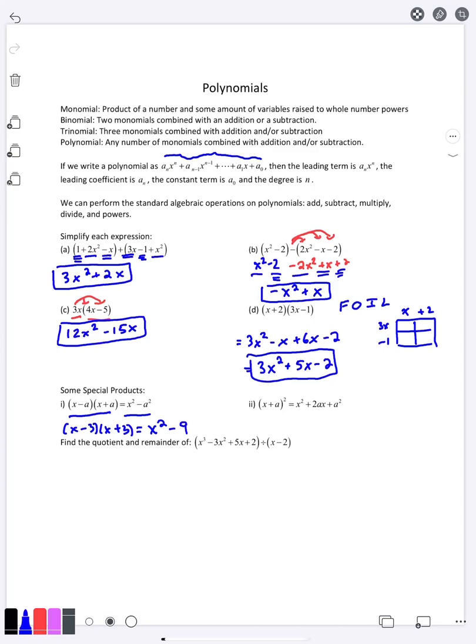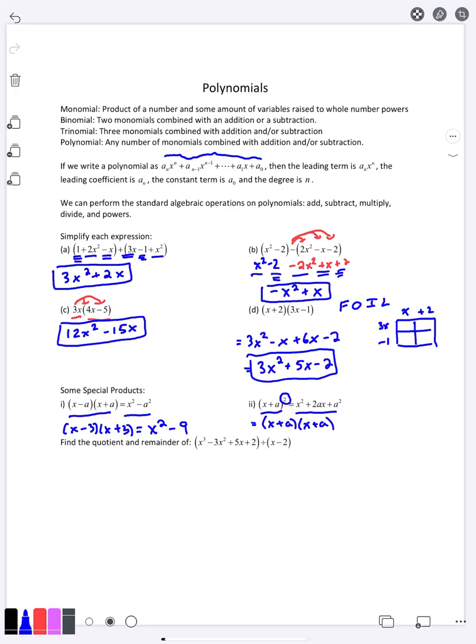Also, when you have a binomial that is being squared, don't forget that really means that you write it out twice and FOIL it out, and it's always going to give you x squared plus double the number x plus the number squared. Again, it's a shortcut. It's not required to know, but it can be useful sometimes.